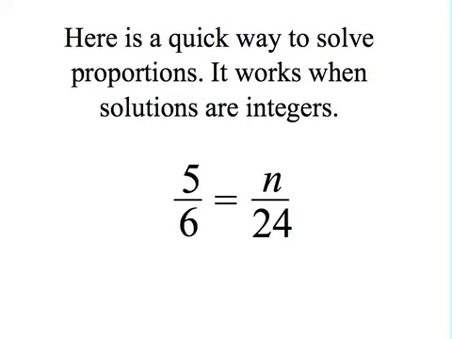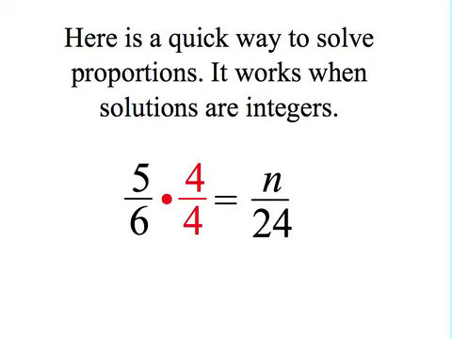We're going to use a quick way that works for many proportions, especially ones that involve integer solutions. We look at this proportion and we see that the 6 in the denominator on the left side goes into the 24, the denominator on the right side. We all know that 6 times 4 is 24. So we multiply that entire ratio by 4/4. We're allowed to do that because 4/4 is equal to 1, and we're applying the multiplicative identity property.